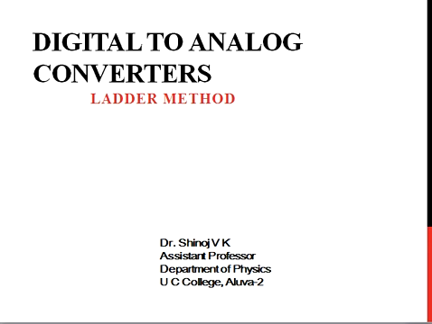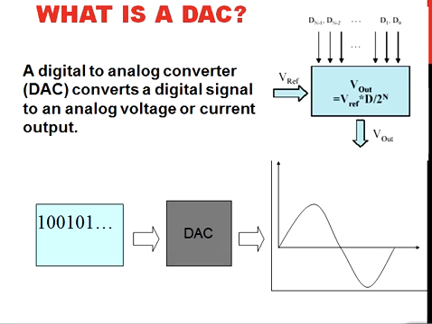There are different methods to convert from analog to digital as well as from digital to analog. In this class, we will discuss digital to analog conversion, where we convert data available in the digital world, in the form of zeros and ones, into analog data. So what is a digital to analog converter? It converts a digital signal to a corresponding analog output voltage or output current.